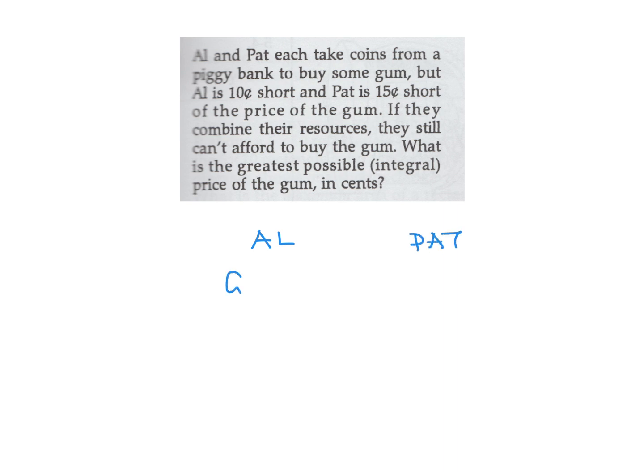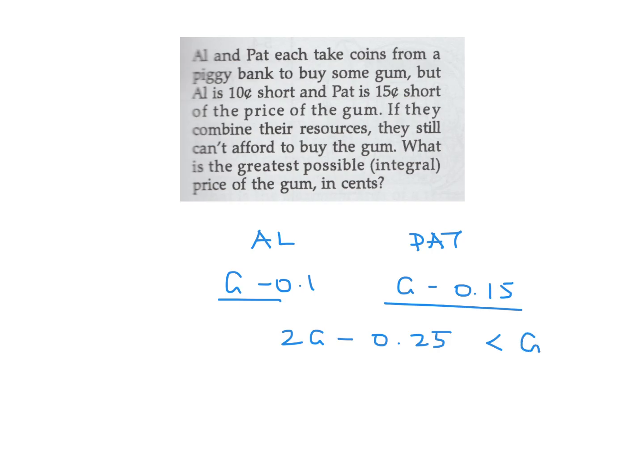Okay, so the gum price, let's see here. He's 10 cents short just with his money. So I don't know what the price of the gum is. I guess that's what we're trying to figure out. But he's 10 cents short, so that would be G minus 0.10. And then Pat, if the price of the gum again is G, is 15 cents short. And when they add these two, that would be 2G minus 0.25. This is also apparently less than the price of the gum.